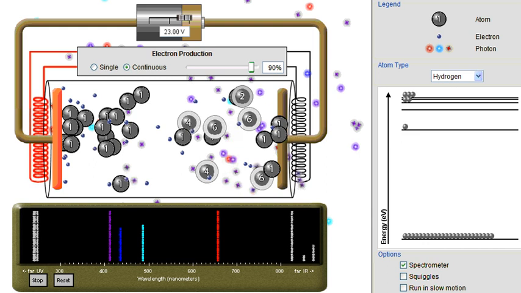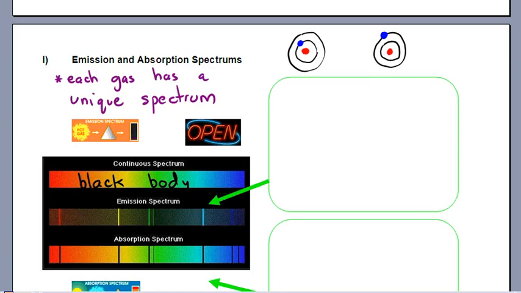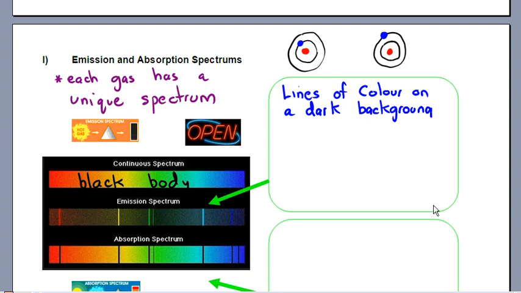You know, that turquoise, the blue, and the red. Okay, so that's the emission spectrum. And we often just call them the lines of color, right? So we've got lines of color on a dark background. That's what we mean by an emission spectrum.